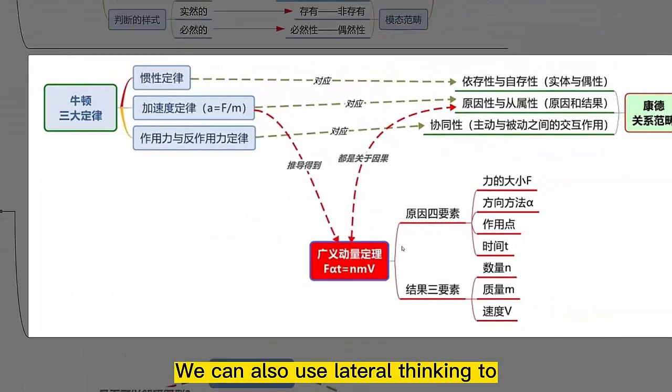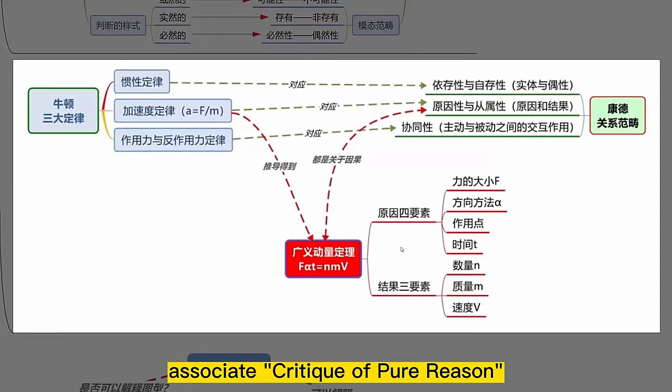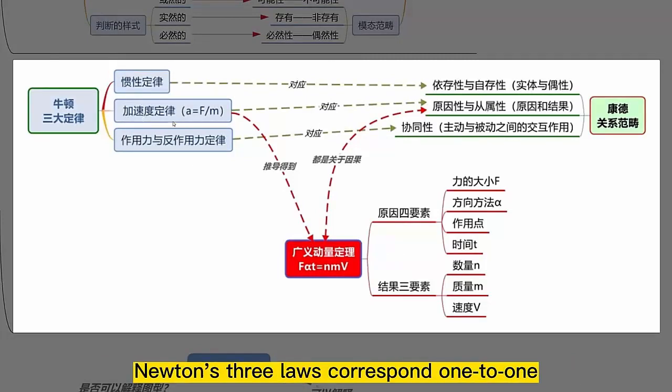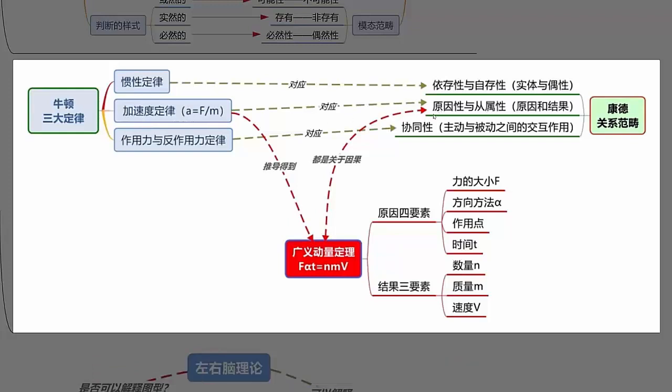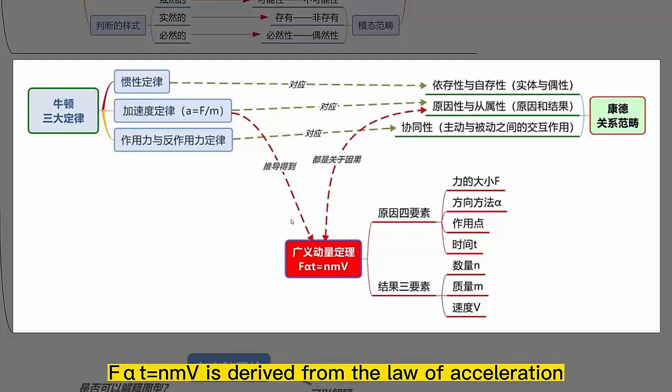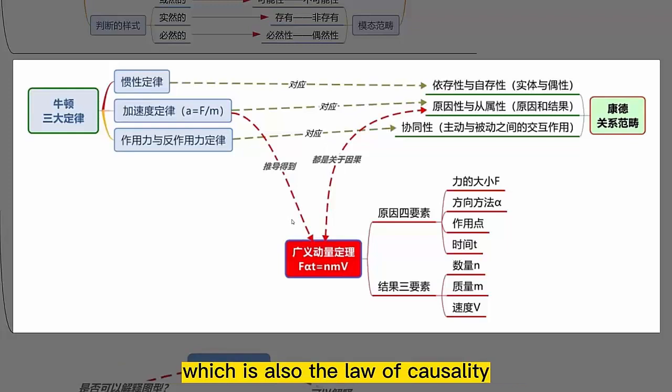We can also use lateral thinking to associate Critique of Pure Reason. The three kinds of Kantian relational categories and Newton's three laws correspond one-to-one, where causality and subordination correspond to the law of acceleration, which is the law of causality. And my generalized momentum theorem F alpha t equals nmv is derived from the law of acceleration, which is also the law of causality, which produces the same effect as Kant's causal category.